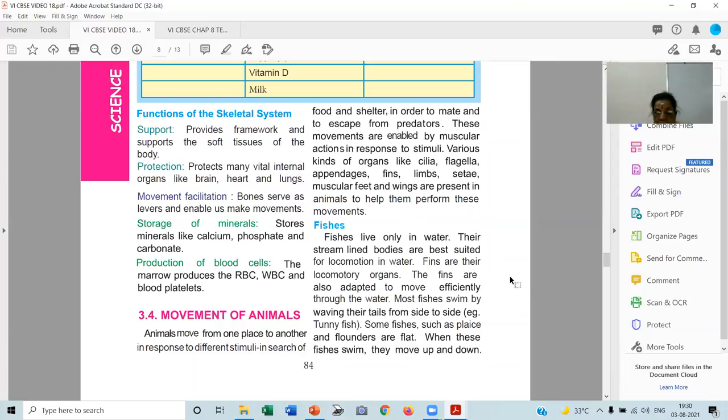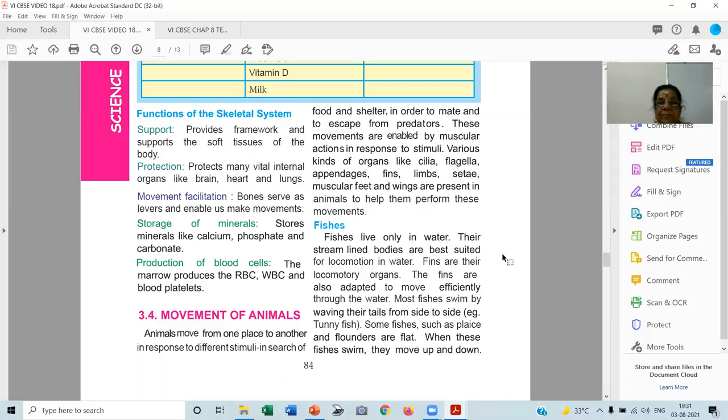Then, movement in animals, the gait of animals. Animals move from place to place in response to different stimuli, in search of food and shelter, in order to mate and to escape from predators. These movements are enabled by muscular actions in response to stimuli. Various organs are used: cilia, for example in paramecium; flagella, for example in euglena; appendages in cockroaches; fins in fish; setae in earthworm; limbs in higher animals; muscular foot in garden snail.